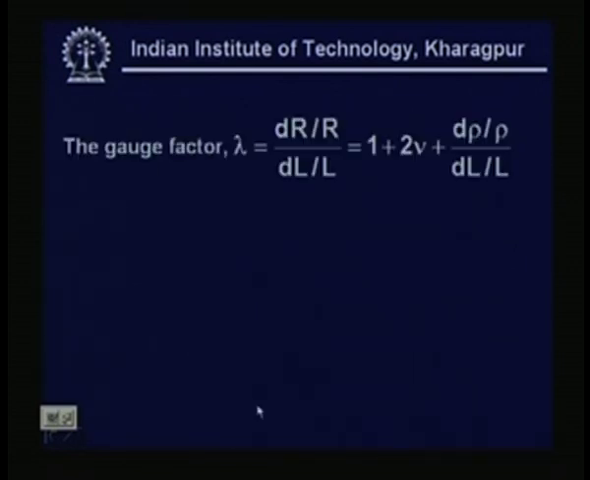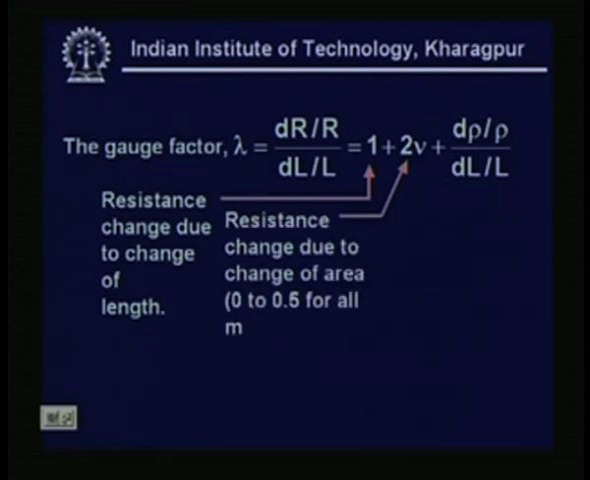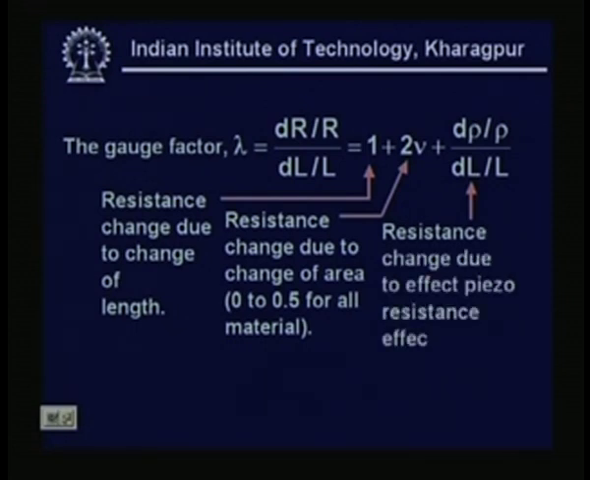So, the gauge factor, usually defined as lambda, which is the very standard notation for the gauge factor, is equal to (dR by R) upon (dL by L), equal to 1 plus 2 nu plus (d rho by rho) upon (dL by L). Now, see, this first term is actually the resistance change due to change of length. This is the resistance change due to change of area; typically, its value lies between 0 to 0.5 for all materials. And finally, that is the resistance change due to the effect which is called the piezo resistance effect, right.